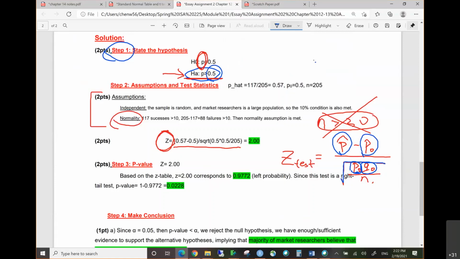P0 is the hypothesized value in your hypothesis. So we have p hat is 0.57, p0 is 0.5. When you plug in the values, here should be square root of 0.5 times 0.5. It's not 0.57 times 0.43. Be careful. Here should be p0, q0, not p hat, q hat. So this is the first thing. Second thing is some of you, after the calculation, even though you have exactly the same entries, you have 2.01 or 2.02. It doesn't matter, right?